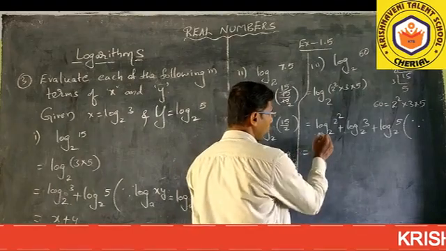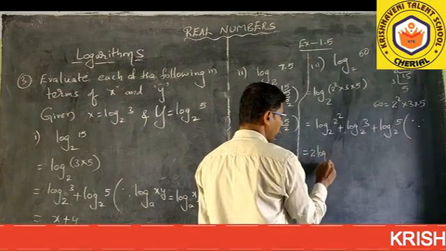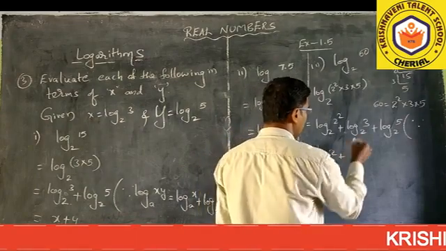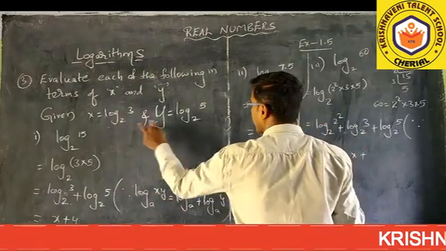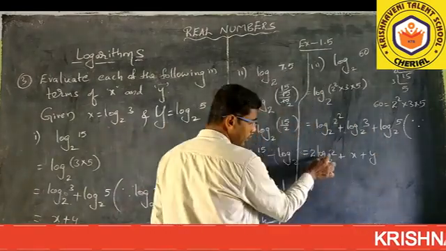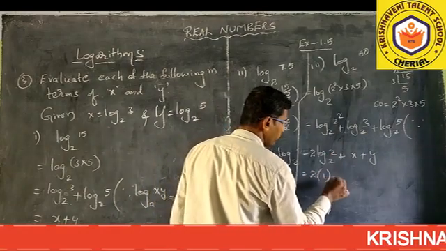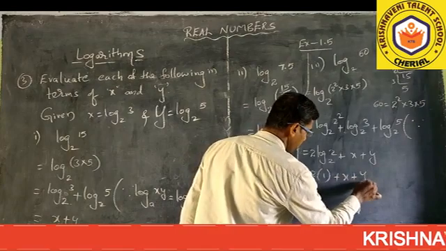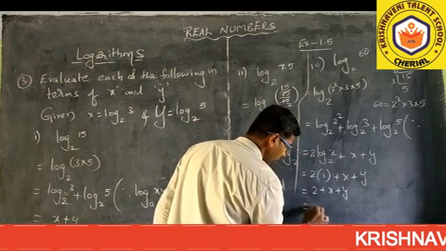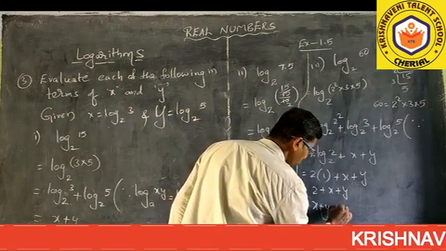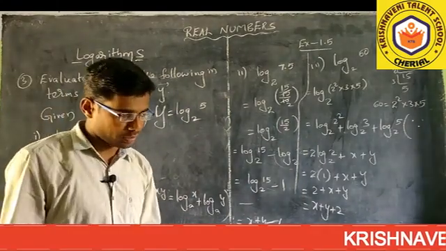Now again you use log a to the power m to the base n. By that, it is 2 log 2 to the base 2 plus log 3 to the base 2, whose value is given as x, plus log 5 to the base 2, whose value is y. Now you already know that here the number and the base are both the same, so it equals 2 into 1 plus x plus y. 2 into 1 is 2, so 2 plus x plus y. Therefore, the value of log 60 to the base 2 is x plus y plus 2.